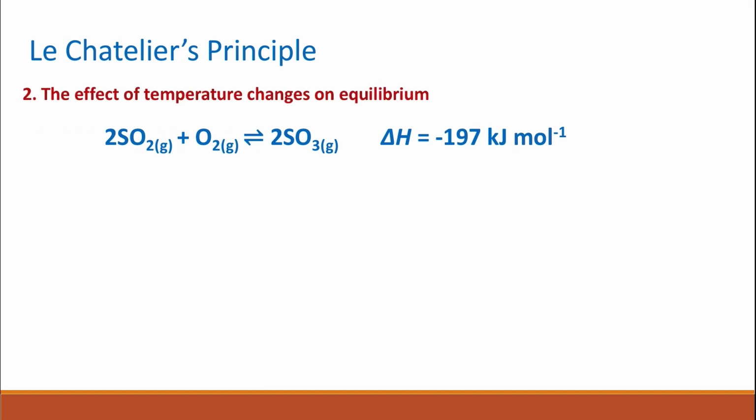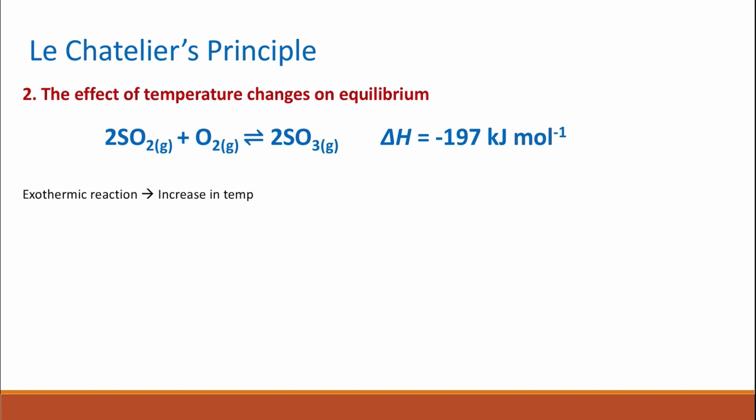The second factor that can affect the position of the equilibrium is the change of temperature. If we look at a reaction like this one, where sulfur dioxide reacts with oxygen gas to give you sulfur trioxide, and the enthalpy change for the forward reaction is minus 197 kilojoules per mole, which means the forward reaction is exothermic. We know that for reversible reactions, if one direction is exothermic, the opposite has to be endothermic. So the reverse reaction is an endothermic reaction.